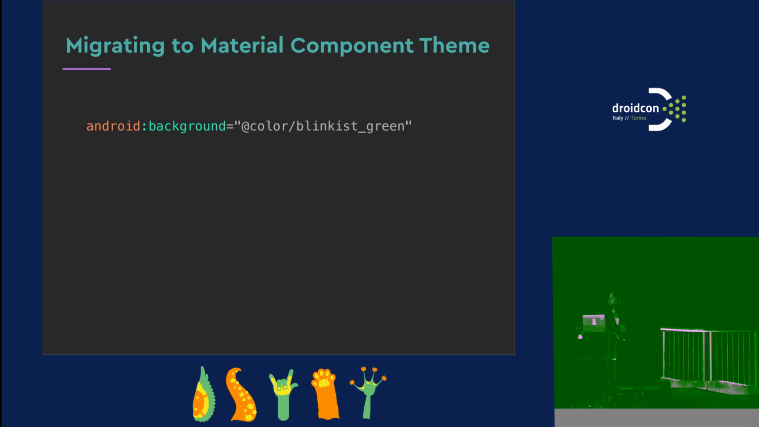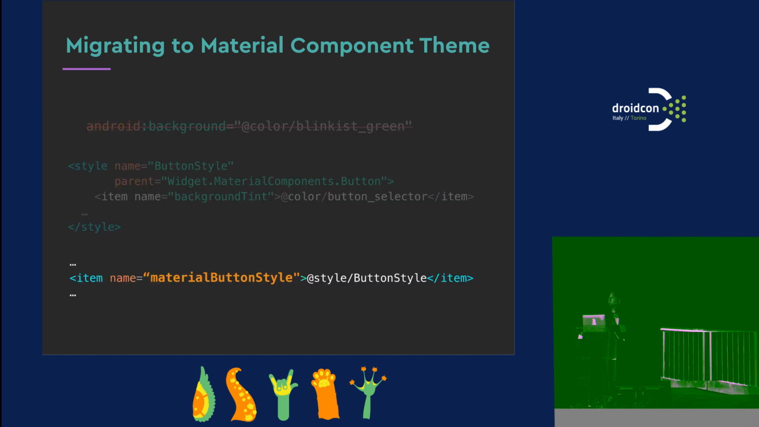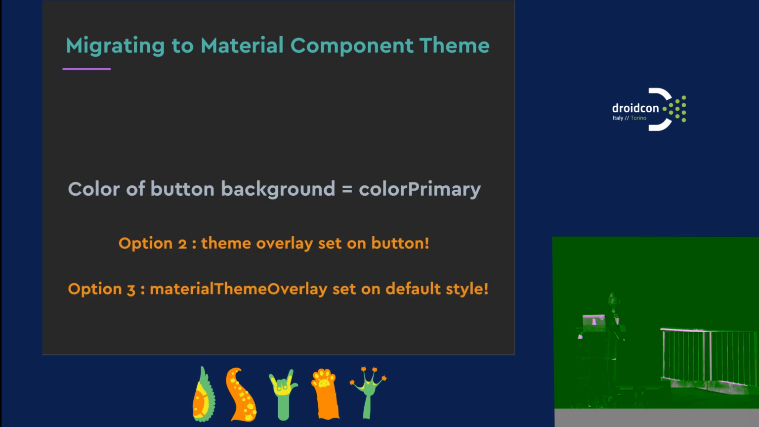And if you were using android:background to style the background of your buttons, that does not work anymore. You have to use backgroundTint, which accepts a color state list drawable or a color. And there is a new default style attribute called materialButtonStyle. So if you want to apply the style to all the buttons in your app, you can use this. However, it is interesting to note that in a Material Components world, the color of the button background by default is colorPrimary.